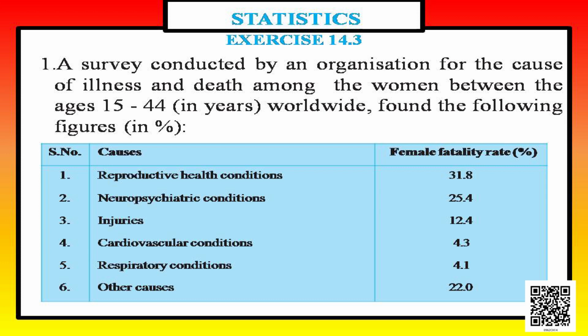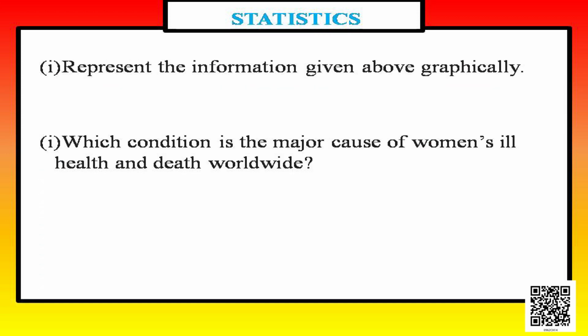It says, a survey conducted by an organization for the cause of illness and death among the women between the ages 15 to 44 in years worldwide. There are some causes written, and along with it their number, that is the frequencies, which is for female fatality rate. Now the question they have asked is, represent the information given above graphically, and then which condition is the major cause of women's ill health and death worldwide. Now let me draw the figure for this and we will discuss the solution.